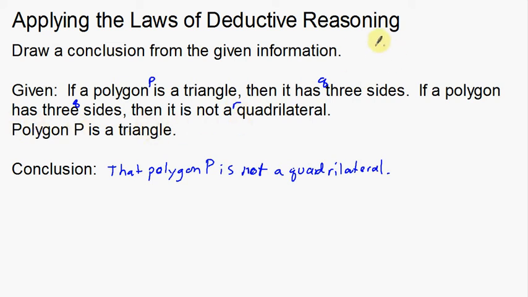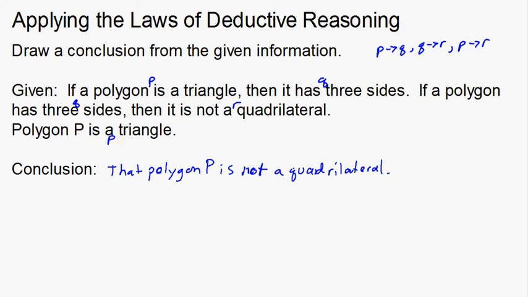I'm going to write the law of syllogism up here. If P, then Q. If Q, then R. Then the last statement is if P, then R, going from the first to the last one. Polygon P is a triangle, which is P, the first hypothesis here. If polygon P is a triangle, then we can automatically jump to the very end and assume that polygon P is not going to be a quadrilateral. So that was using the law of syllogism. I didn't directly say we're using it, but I was able to figure that out by labeling all of my hypotheses and conclusions.